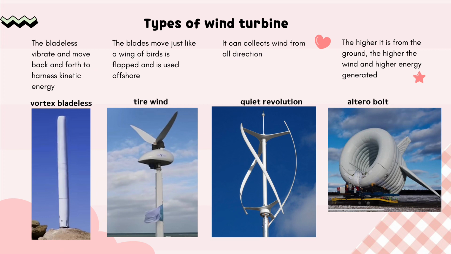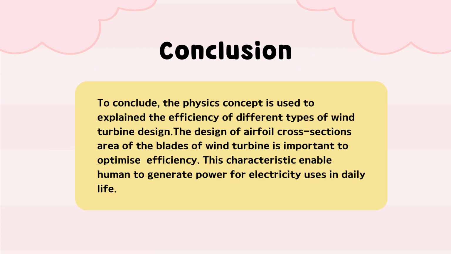To produce electricity. To conclude, the physics concept is used to explain the efficiency of different types of wind turbine design. The design of airfoil cross-section areas of the blades of a wind turbine is important to optimize the efficiency. This characteristic enables humans to generate power for electricity users in daily life.